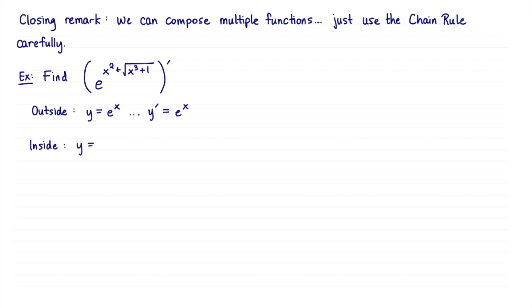At first glance, the inside function is y equals x squared plus the square root of x cubed plus 1. So now I just need to know the derivative of this function. From the power rule, the first piece is 2x plus, but now I need to take the derivative of the square root of x cubed plus 1, and that's composition in its own right.